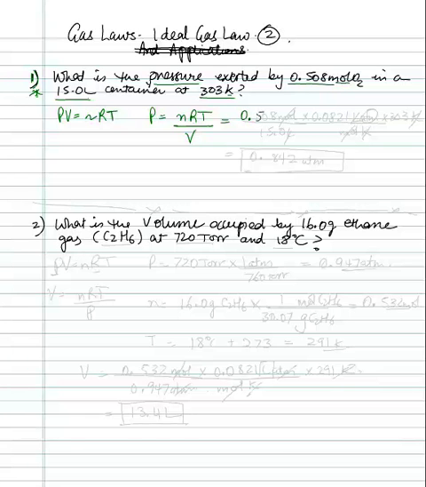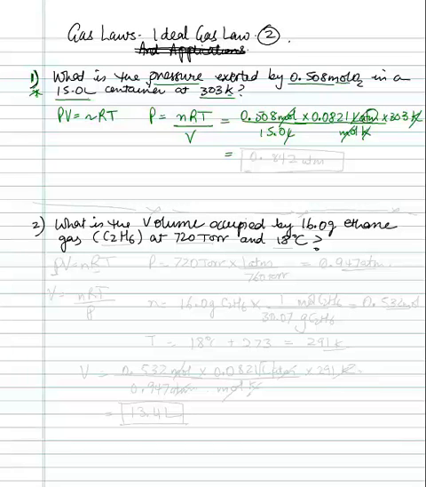So go ahead and plug in all the numbers. 0.508 moles times R, which is 0.0821 liters atmospheres per mole Kelvin. And then the temperature is 303 Kelvin and the volume is 15.0 liters. Go ahead and cross out the units: liters, Kelvin, mole, and you're left with atmospheres.